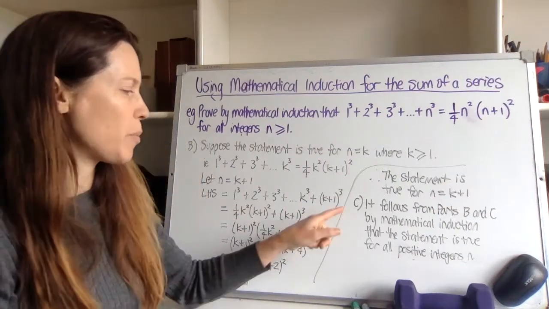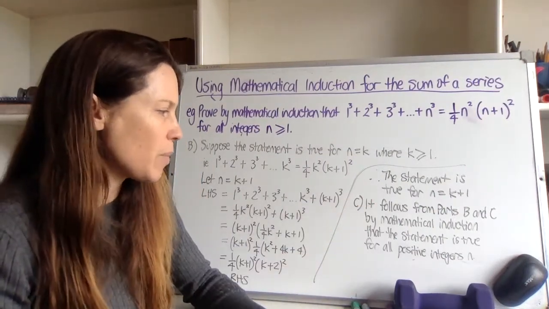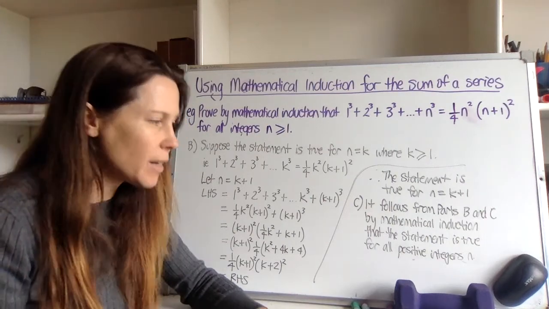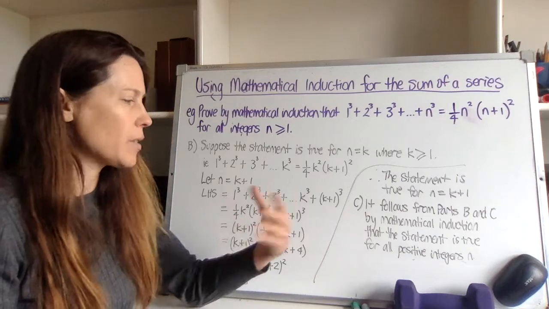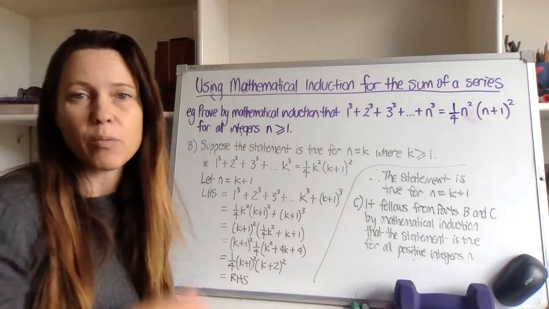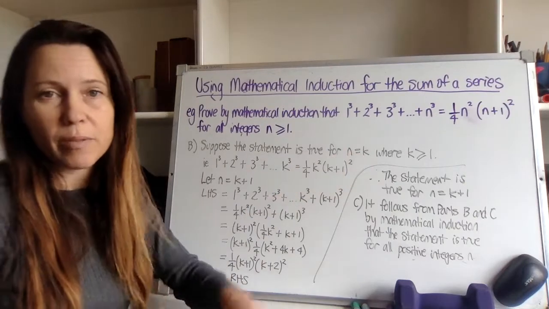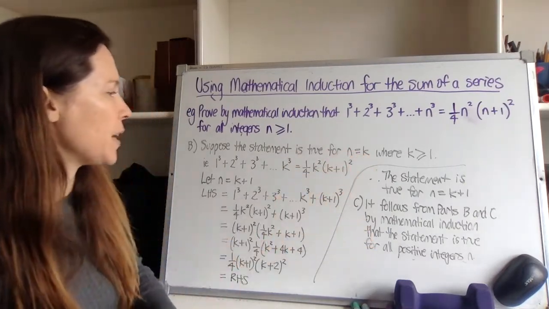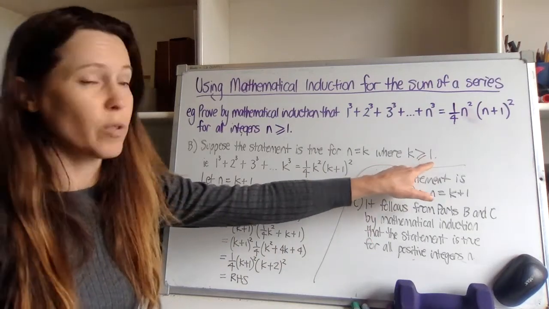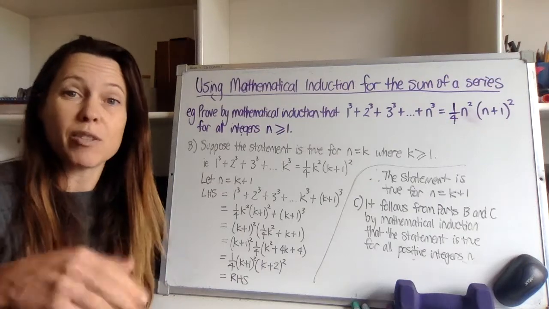And then we finish off with part C, where we write down, it follows from parts A and B by mathematical induction that the statement is true for all positive integers n. Okay, so we've really told a story here. We've said it works when n equals 1. If it works when n equals k, which it must, because you can easily just change the pronumeral there, where k is greater than or equal to 1, then we've proven that it works for k plus 1.